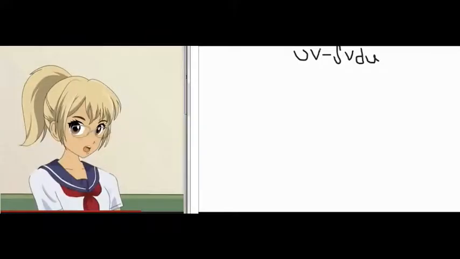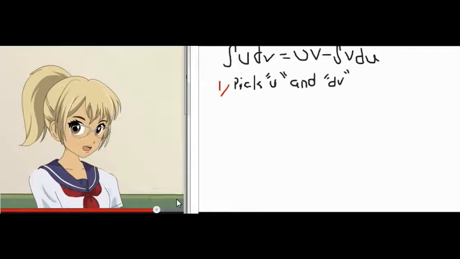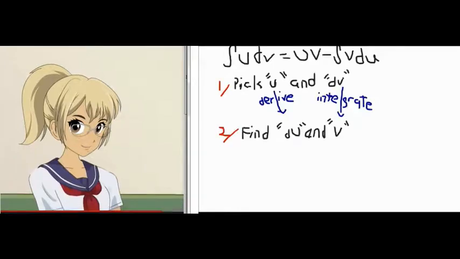Okay. Now we will work at some examples. But before that, I'll clarify to you the 3 main steps required in doing them. First, you strategically pick u and dv. Then, you find du, by taking the derivative of u, and find the v, by integrating dv. And lastly, you simply apply the formula.